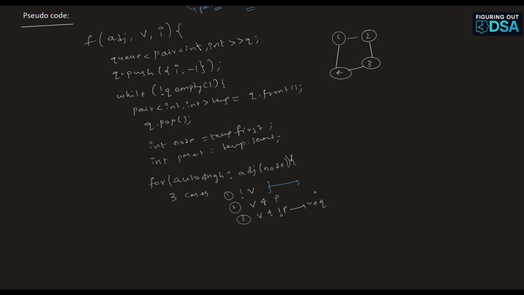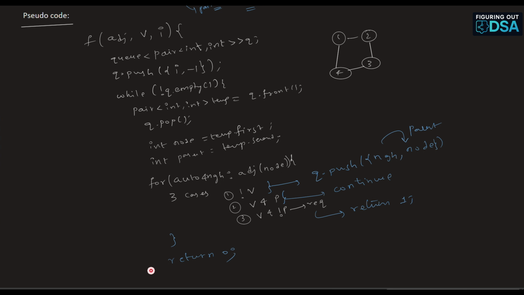So if it is not visited, we'll push it into the queue, the node which is neighbor and its parent. So for this neighbor, we are calling the neighbors from the node, right? Then the node is the parent of this neighbor. And in the second case, if it is visited and it is a parent, we'll simply continue. And if it is visited and it's not a parent, then we return 1, saying that there is a cycle present. And at the end, if we don't get any cycle, we'll simply return 0. So that's how we figure out the cycle in an undirected graph using BFS.